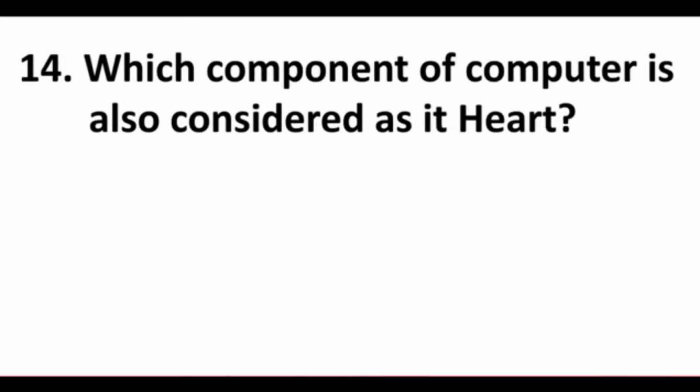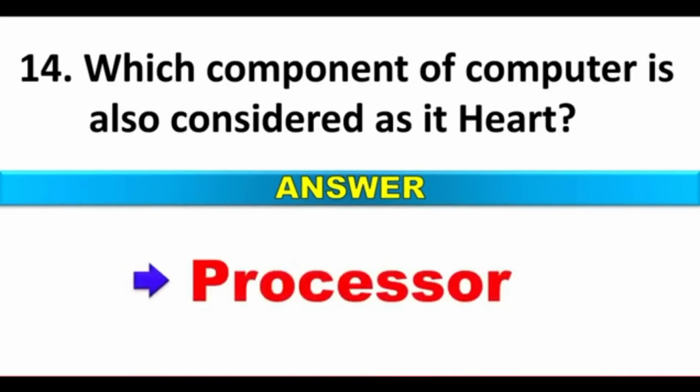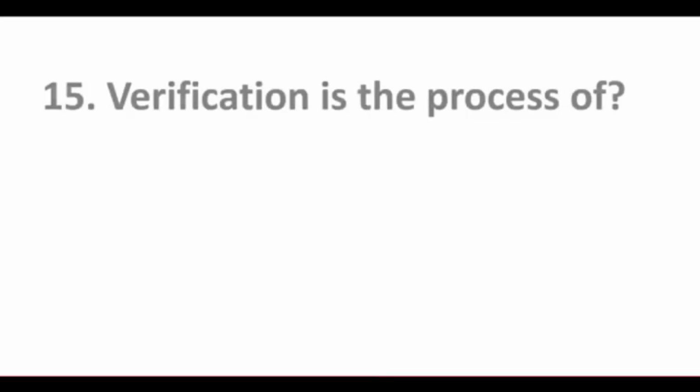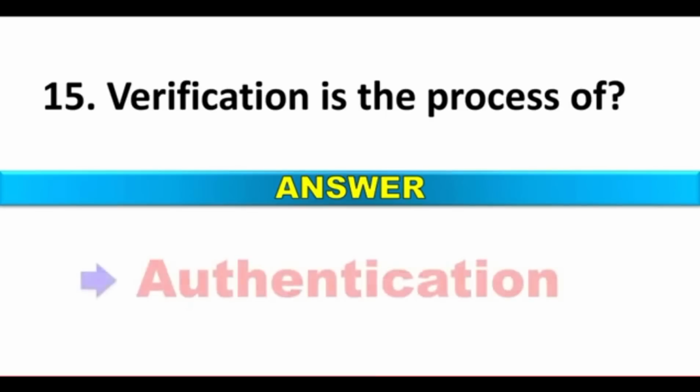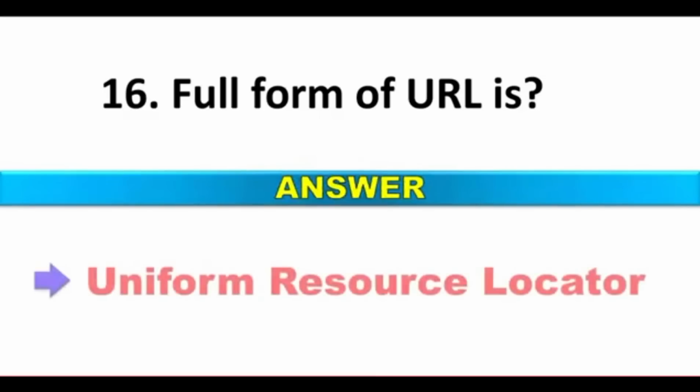Which component of computer is also considered as its heart? Answer: processor. Verification is the process of authentication. Full form of URL is Uniform Resource Locator.